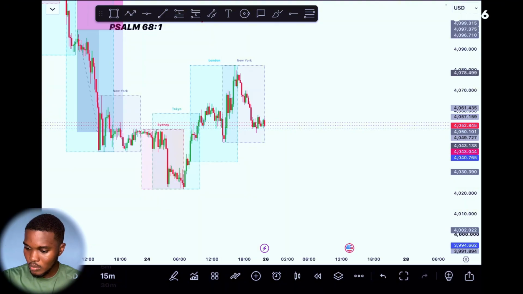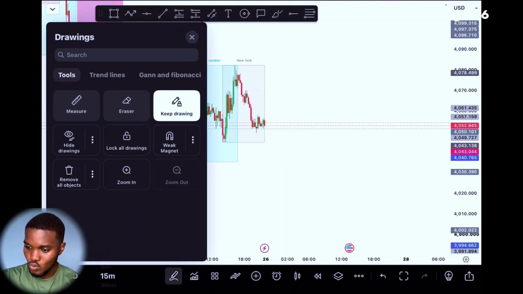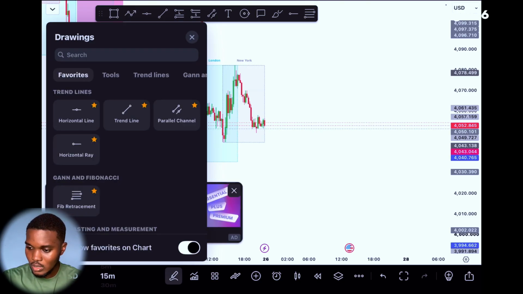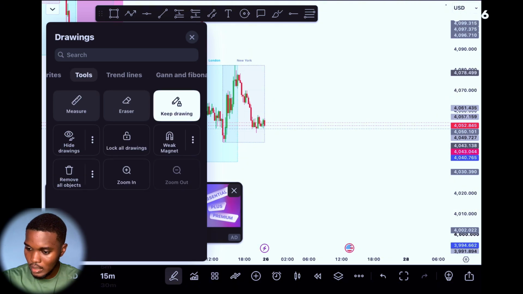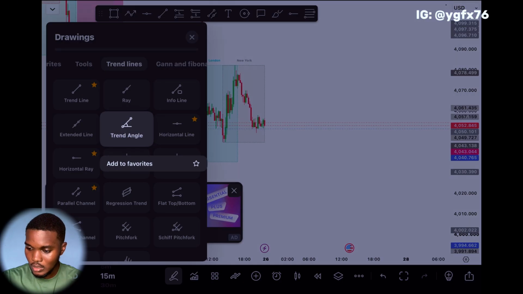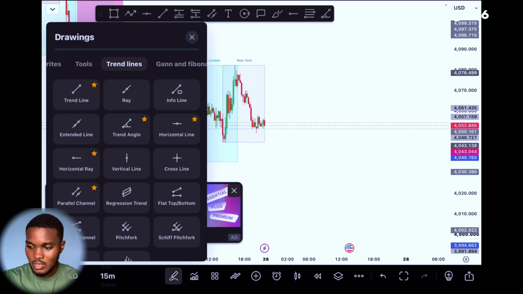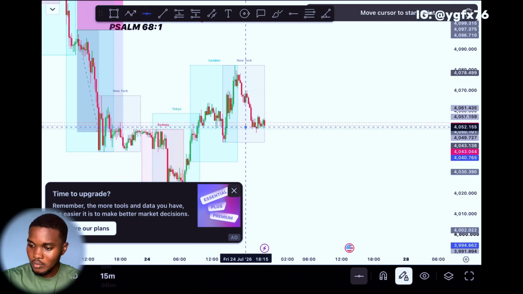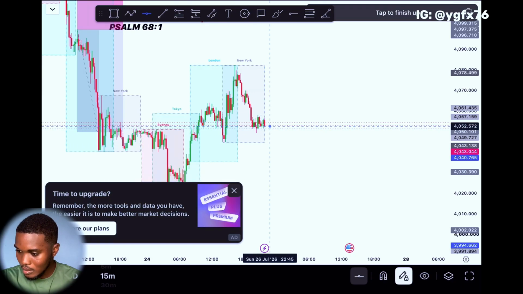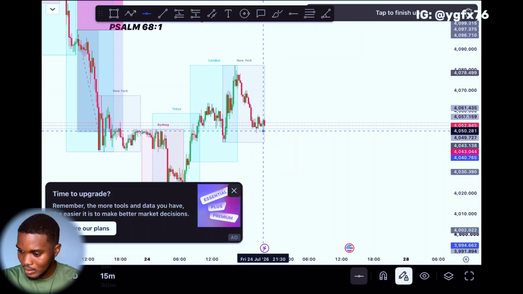the horizontal line. So you come to your tools. I have favorited my horizontal line, but you are going to find the horizontal line in, I think, trend lines. Yes, trend lines. And how you are going to favorite it is you long press on it and then you add it to your favorites. It's as simple as that. So I choose my horizontal line, and then let's place it where the market is currently moving. Let's get it down here.